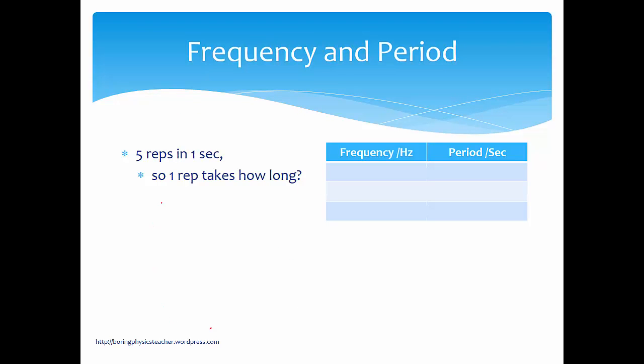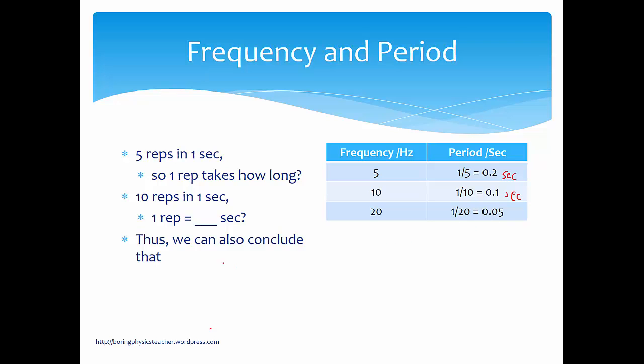Similarly, if 5 repetitions take 1 second, how long does 1 repetition take? You find that if the frequency is 5, the period is actually 0.2 seconds. And if 10 repetitions in 1 second, then 1 rep equals how many seconds? Again, you find the pattern: 1 rep would take 1 divided by 10, equals 0.1 second. And the last one, if its frequency is 20, the period is 1 over 20, equals 0.05. So we can conclude that T is equal to 1 over f. And it's logical because f is equal to 1 over T.